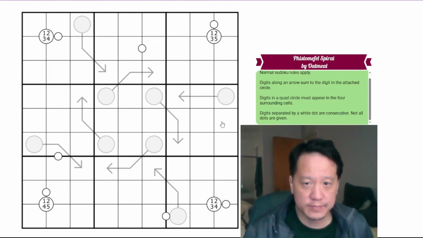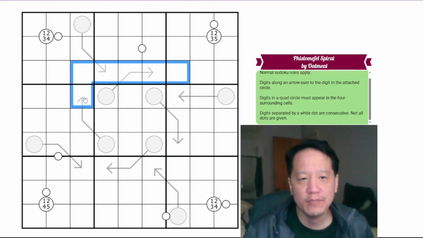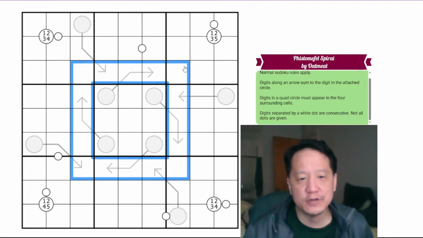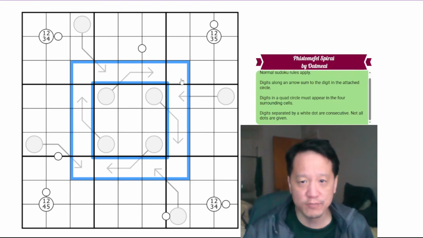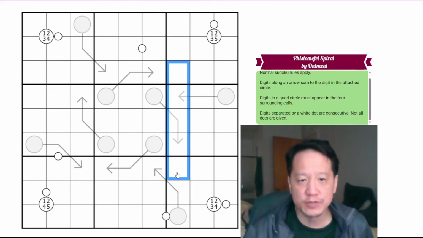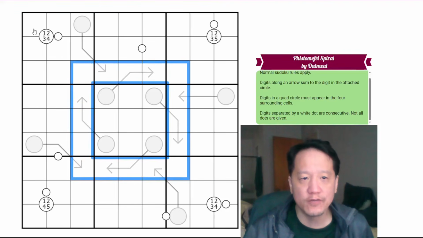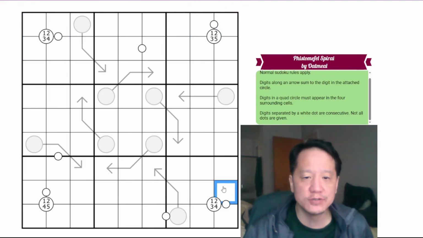Okay. So we're going to be using Phistomefel's ring theory based off of the title of the puzzle, which is Phistomefel Spiral. And it seems to work very well in this situation, particularly because we have quads around the corner 2x2 areas.